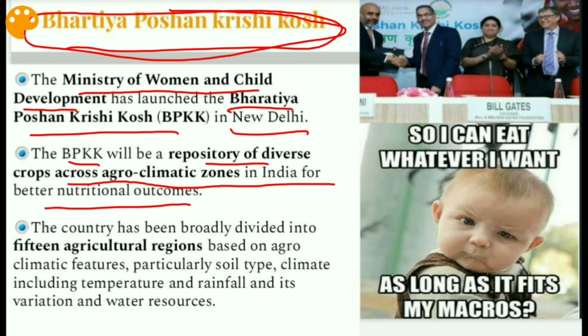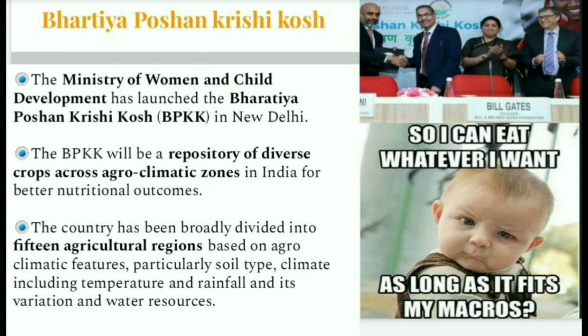Guys, in India 15 agroclimatic zones are there. We'll discuss in the next slide. The country has been broadly divided into 15 agriculture regions based on agroclimatic features, particularly soil type, climate including temperature and rainfall, and its variation of water resources. So this is very important. So let's discuss the agroclimatic zones of India.